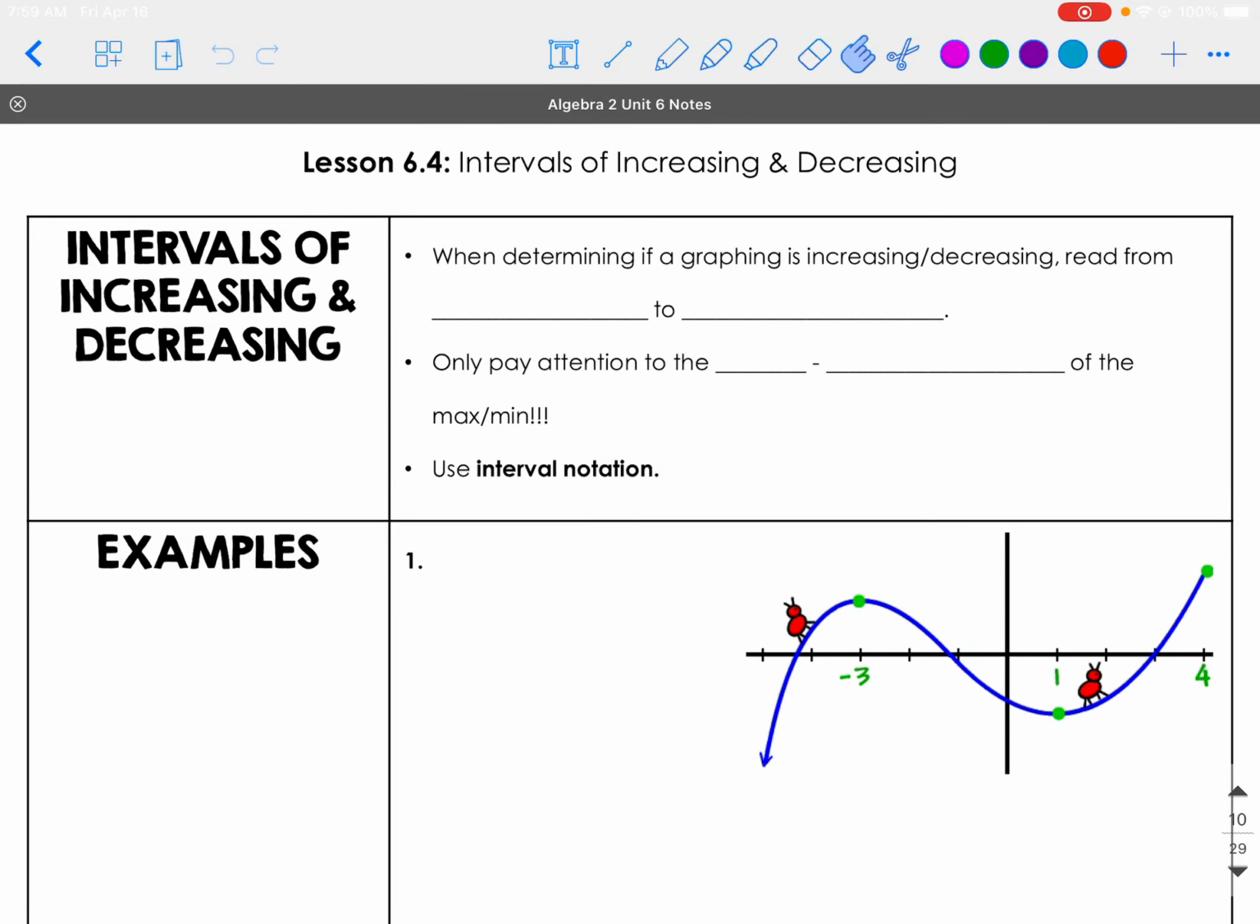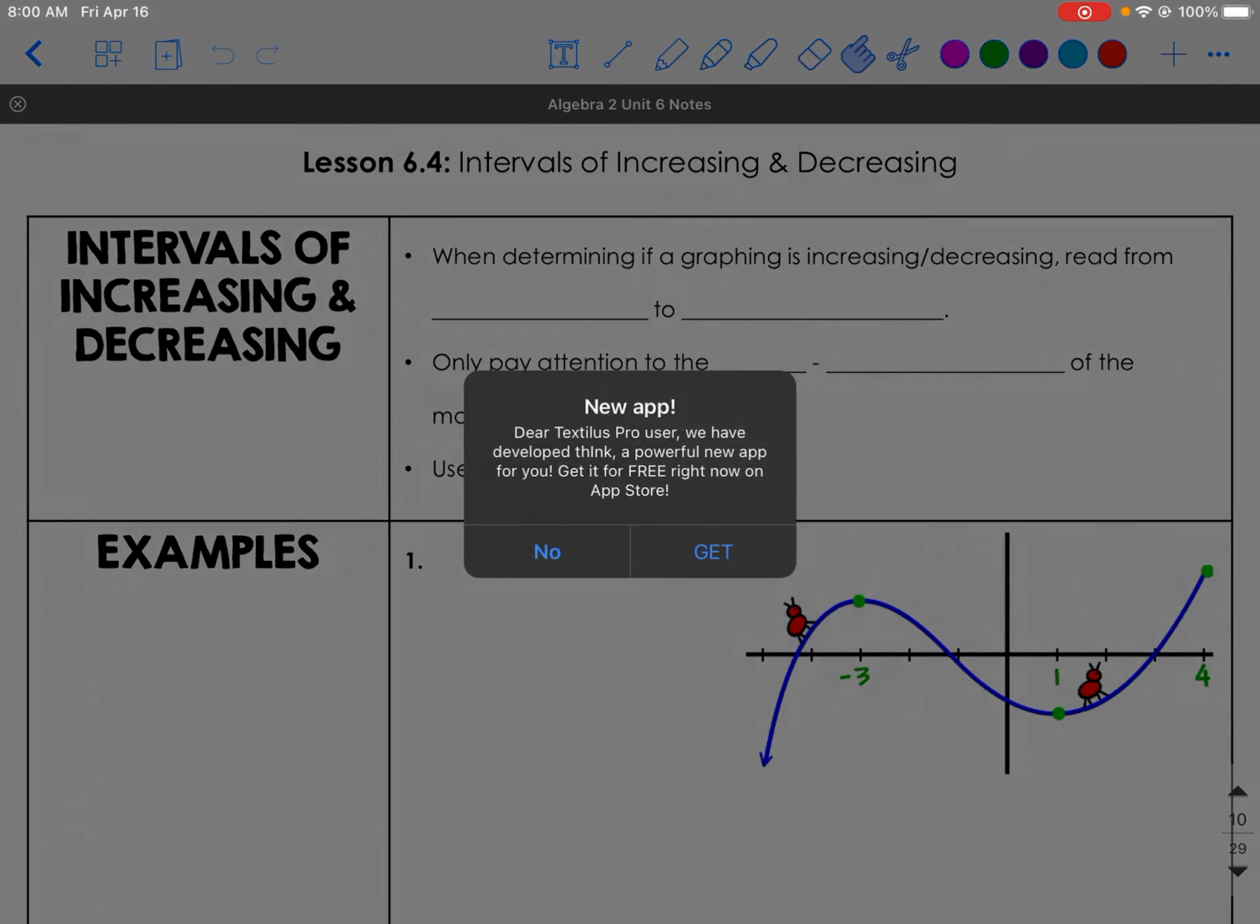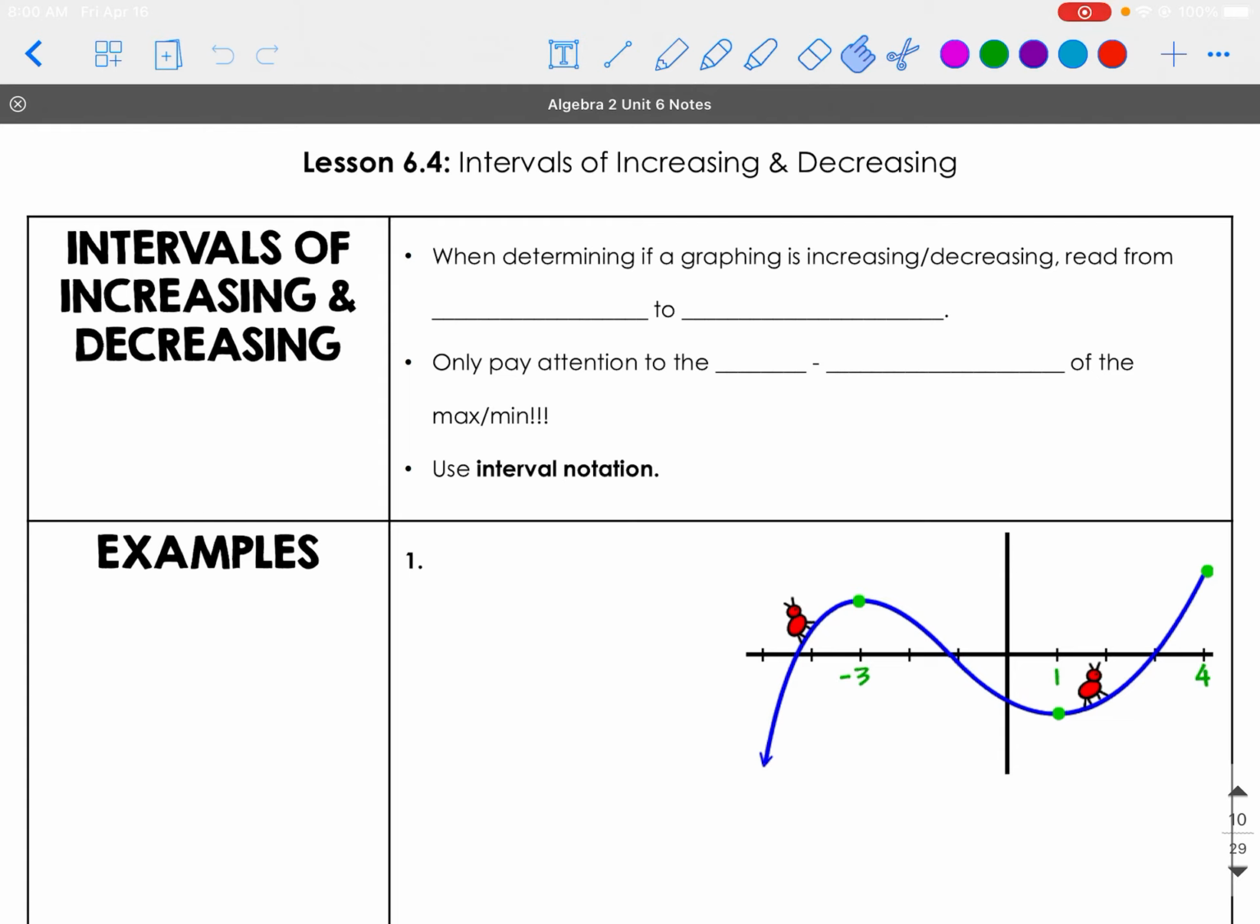Hey guys, in this video we're going to be going over lesson 6.4, which is intervals of increasing and decreasing. So we're looking at when the graph goes up, when it goes down, when it goes up and down. When we are determining if a graph is increasing or decreasing, we read from left to right.